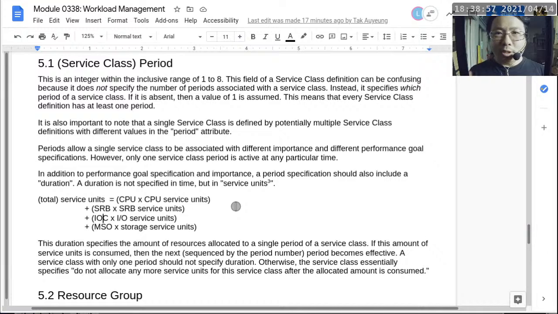What kind of value are we talking about? It can be 0.5 for CPU, 0.2 for SRB, 0.2 for IOC, and then 0.1 for MSO. It can just as easily be 10 for CPU, 5 for SRB, 2 for IOC, and let's say 8 for MSO. So there's no real restriction on what kind of coefficient we can use for CPU, SRB, IOC, and MSO.